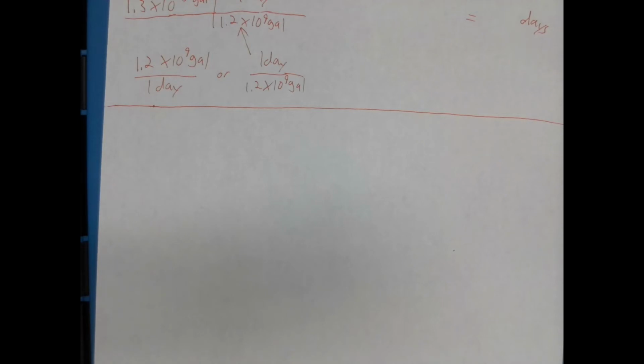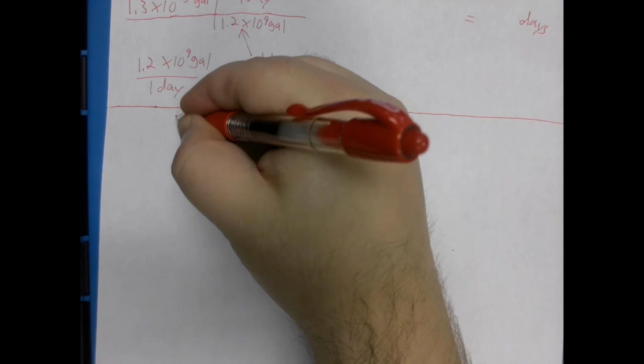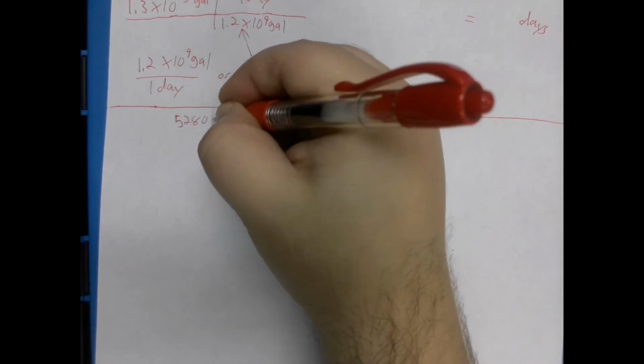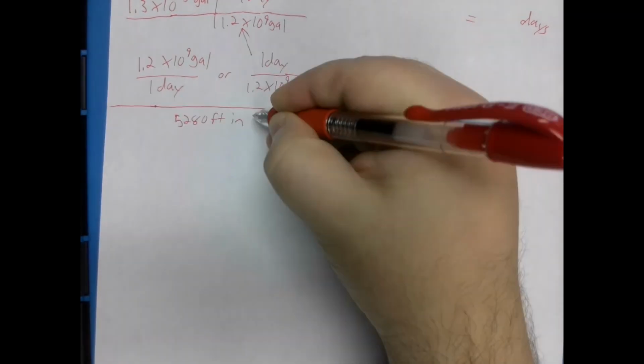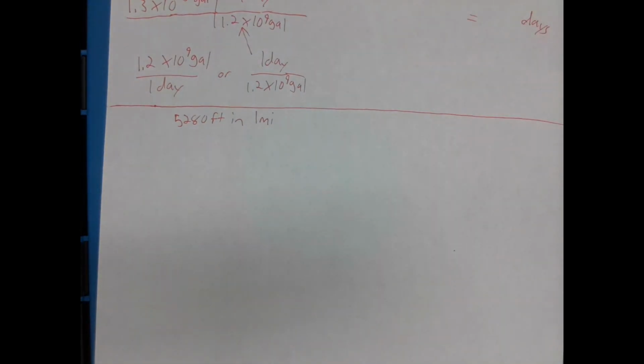I know how to convert between imperial units. I know there are 12 inches in a foot. I know that there are 5,280 feet in a mile. I know how to convert between metric units. 1 kilometer is equal to 1,000 meters.